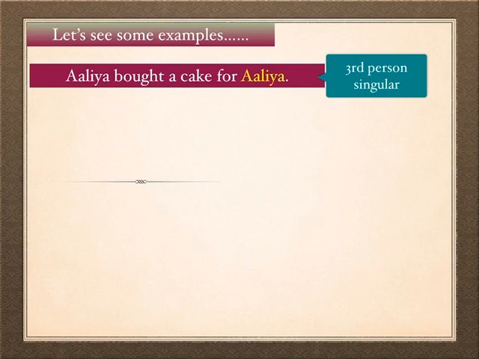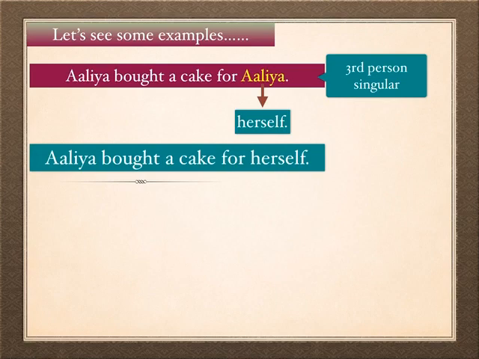And Alia is considered to be third person singular. So instead of repeating the noun, we can use the reflexive pronoun herself. So here the pronoun herself reflects back to the doer of the action, and that is Alia. So we can rewrite the sentence like this. Alia bought a cake for herself.